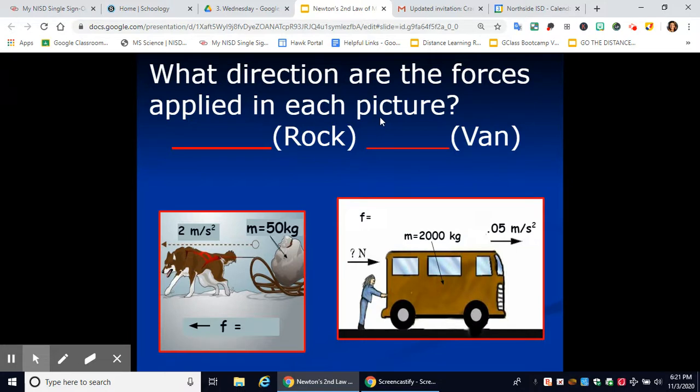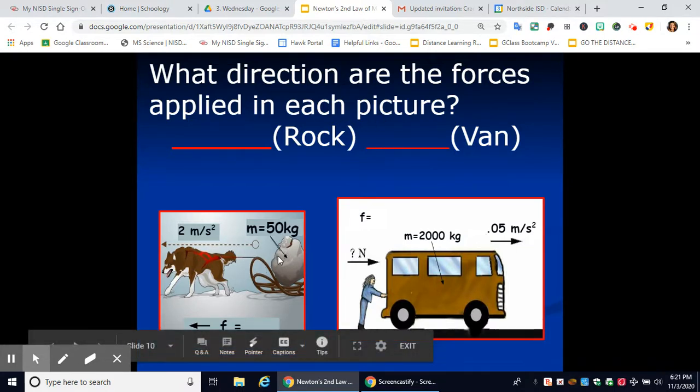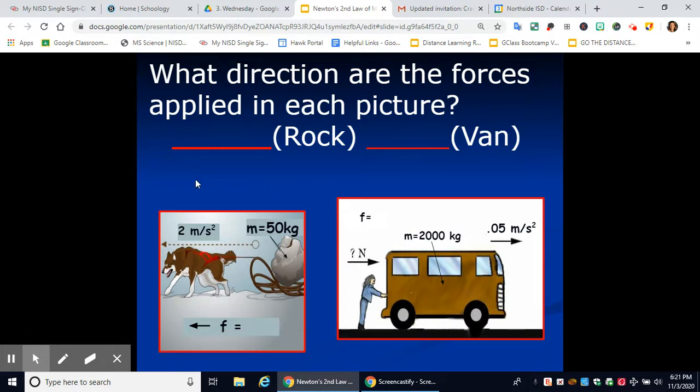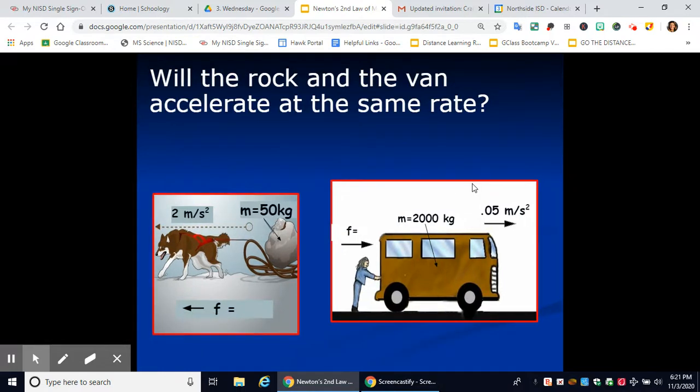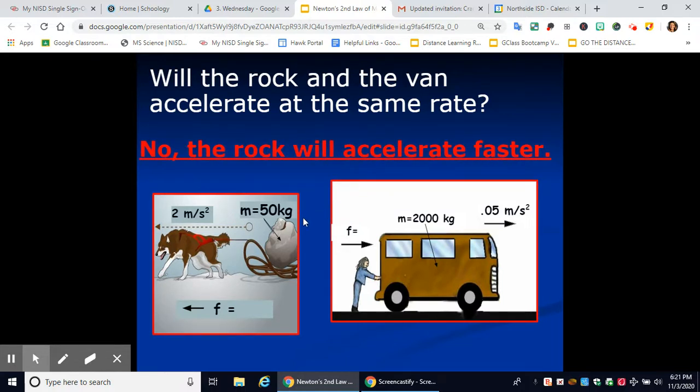What direction are the forces applied in each picture? So here's the rock. The force is the pull of the dog, so the rock is going to move to the left because that's where the force is being applied. And then here the van is going to move to the right, in the direction of the force, the push. Will the rock and the van accelerate at the same rate? No, the rock will accelerate faster because it's smaller in mass.